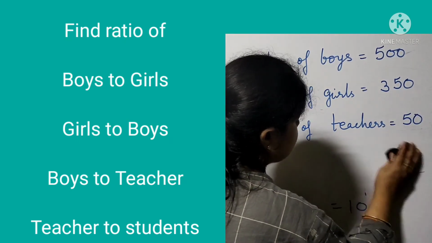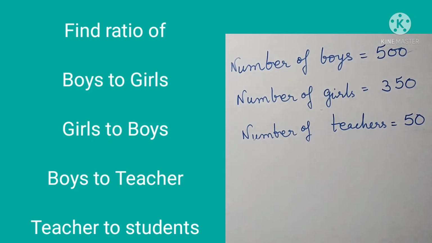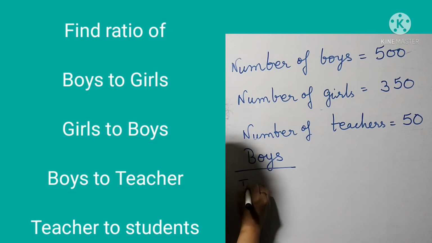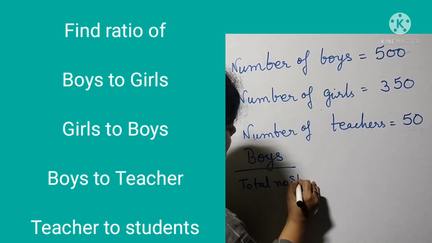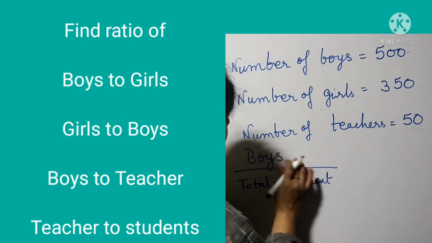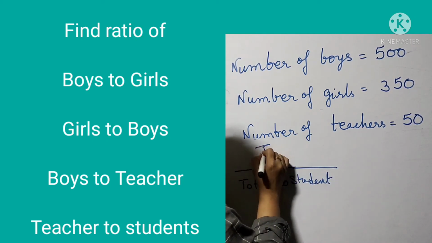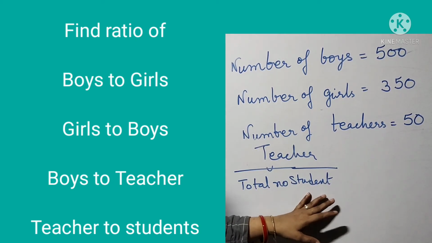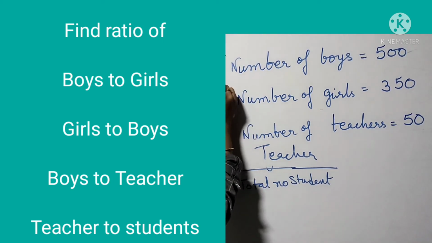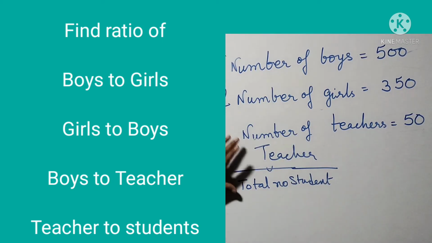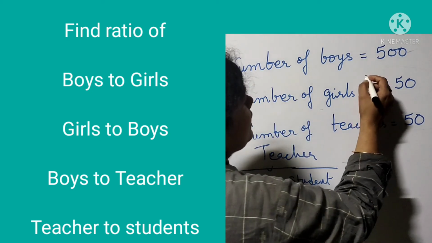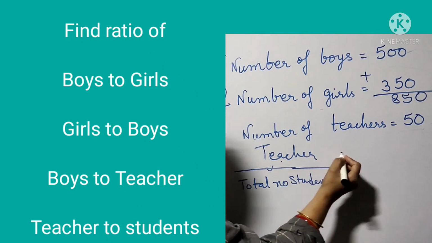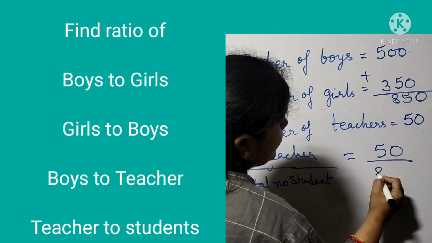in the simplest form. For example, another question we have, find the ratio of boys to the total number of students. Or we can say find the ratio between teachers and total number of students. Now what is the total number of students? Total number of students is the sum of boys and the girls which are studying there. We have to add the two of them and we get 0, then 5, then 850. Now teacher we have to write in the numerator, 50 over 850.